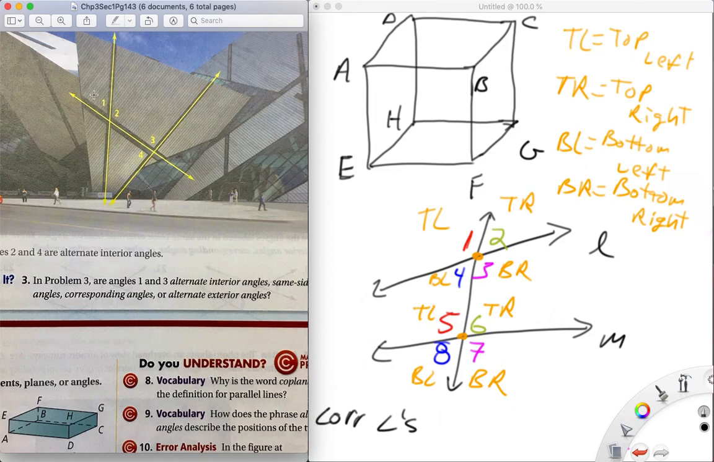By the way, 1 and 3, they would be considered corresponding. 2 and 3 would be considered same side. And there are no exterior angles except for 1, so there are no alternating exterior angles.